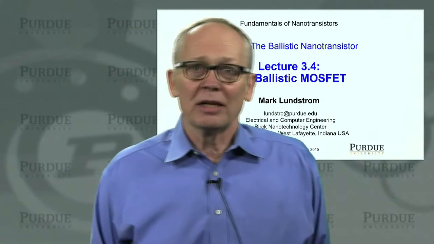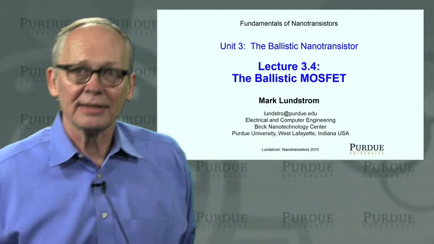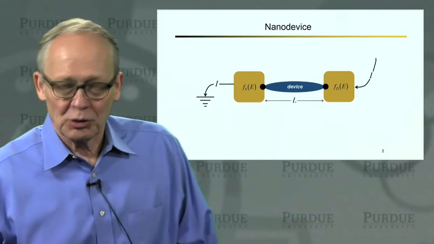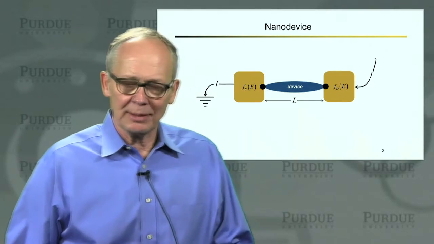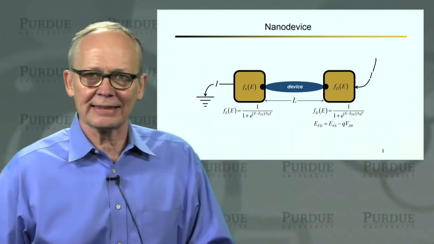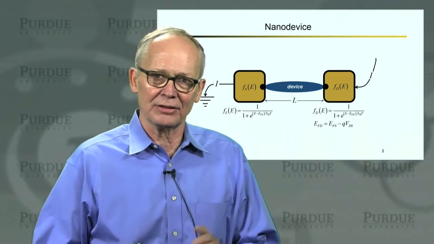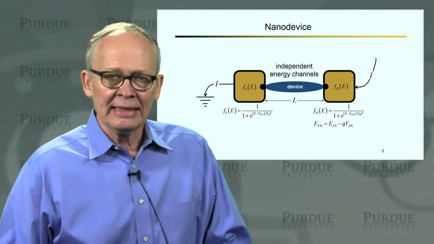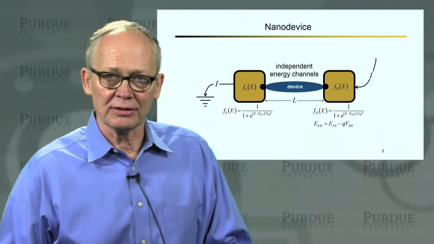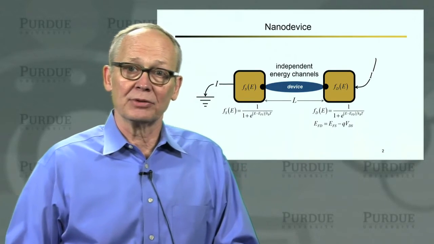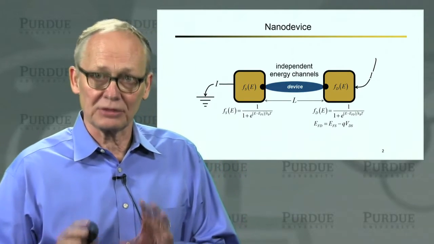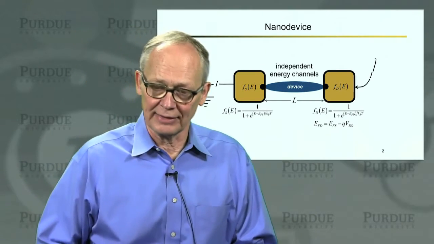Okay, we are ready now to apply our understanding of the Landauer approach to the ballistic MOSFET. So let's dive in. Remember, we've been talking about this nano device, this device that has these very special contacts, we call Landauer contacts, that maintain thermodynamic equilibrium, and that consists of electrons moving across the device in independent energy channels. And we've developed an expression for the current through a device like this and the number of electrons, or electron density, in a device like this.